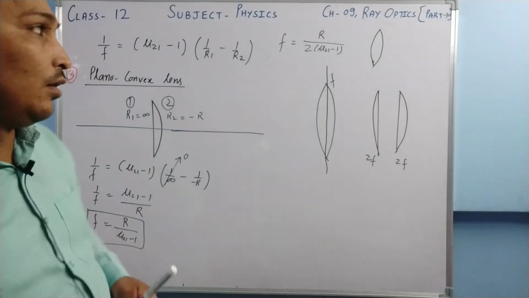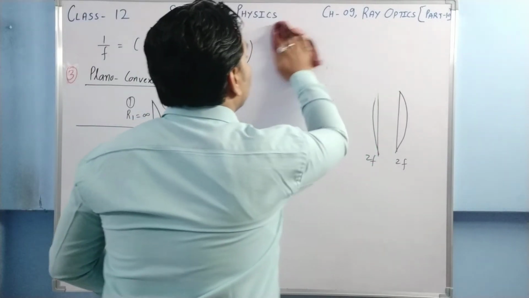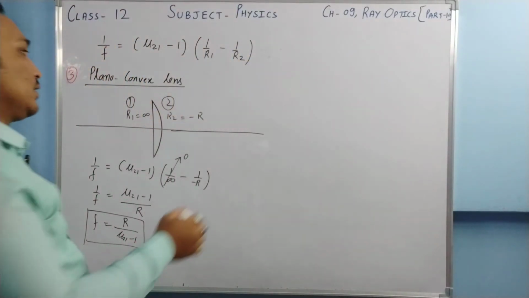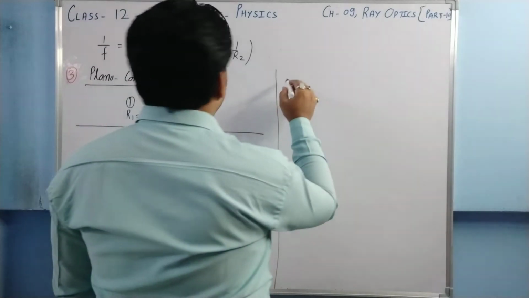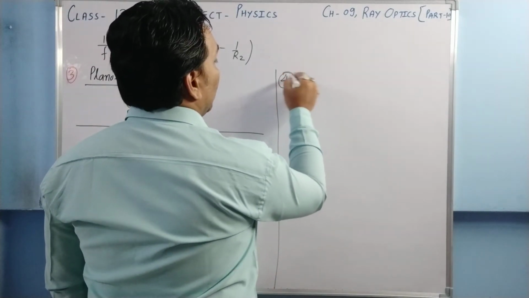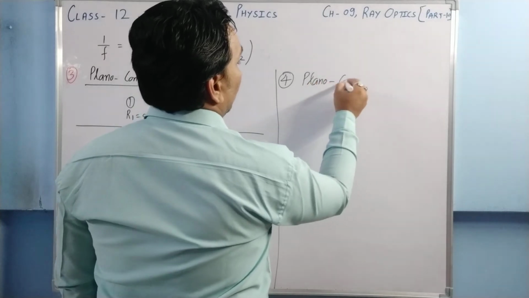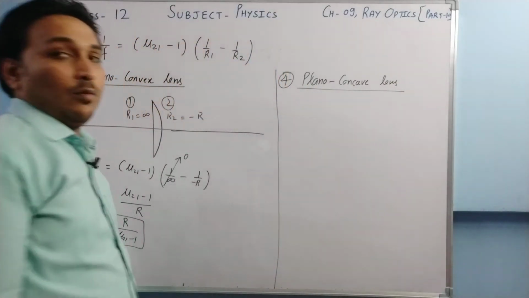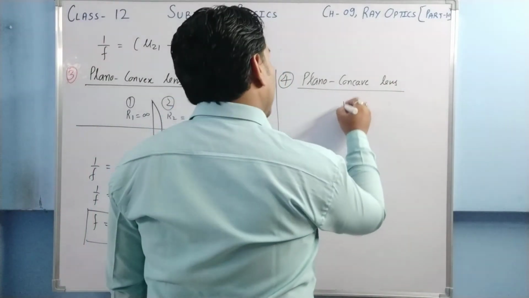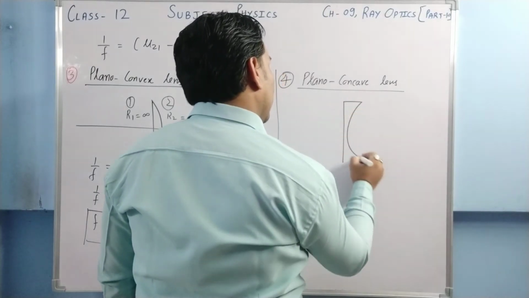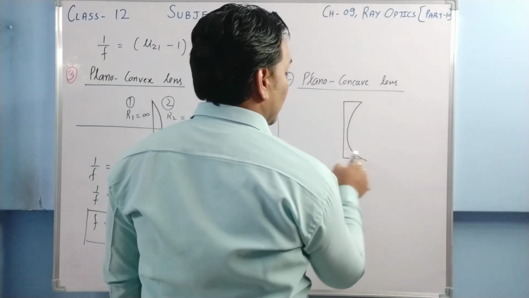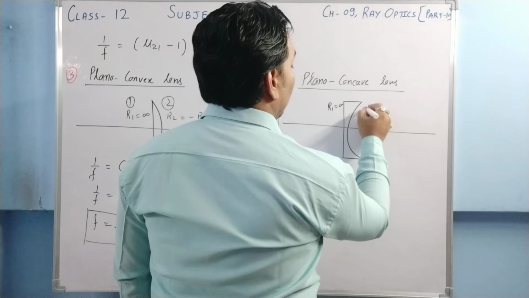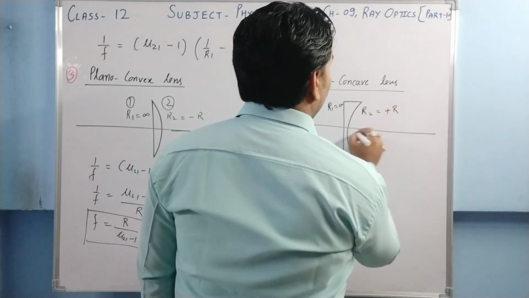Okay, now let us apply lens maker's formula to the plano-concave lens. Fourth, I think, yes it is fourth, plano-concave lens. For a plano-concave lens, how will it look? It will be something like this. This is the plane surface, so r1 is going to be infinity. R2 is going to be positive r this time, because R2 is on this side.